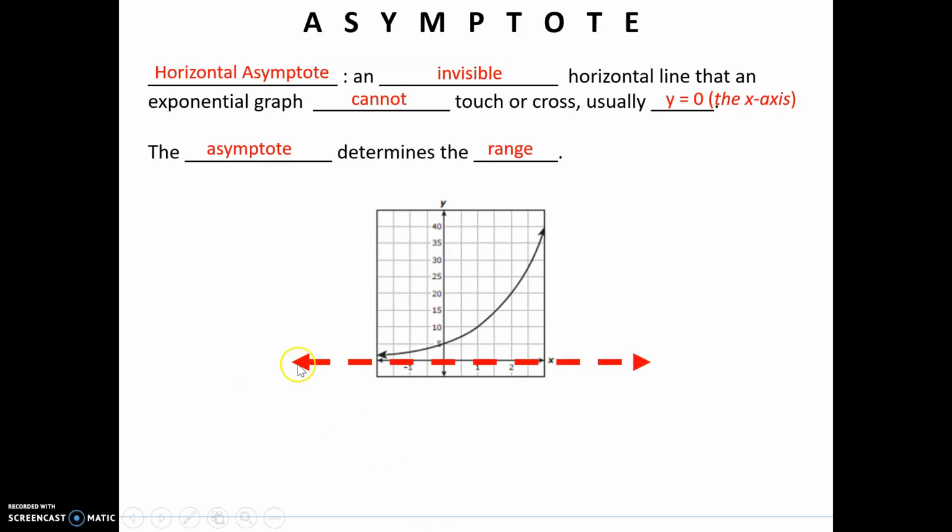So I drew the dotted line here to represent what the asymptote is. Like I said, it's kind of like a boundary, okay? So where you see the graph is flattening out, that's its boundary. It can't go below it, it can't go any further.